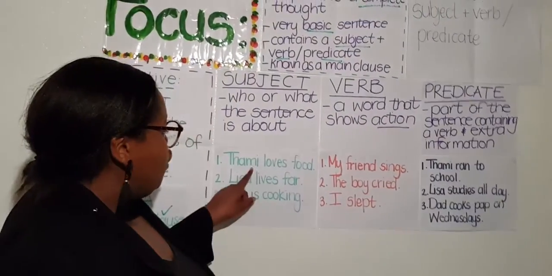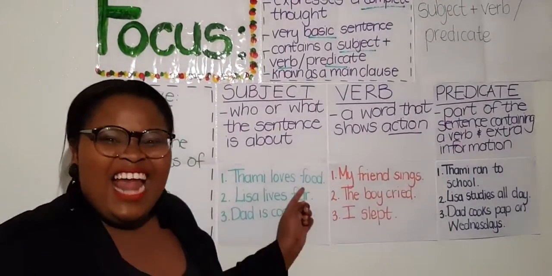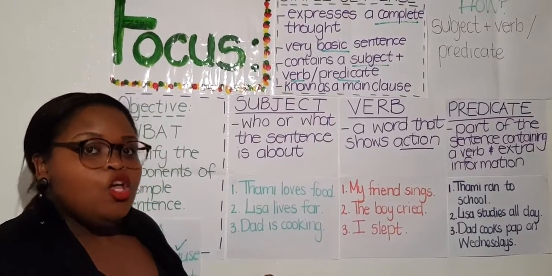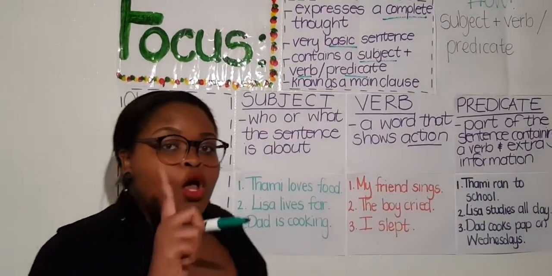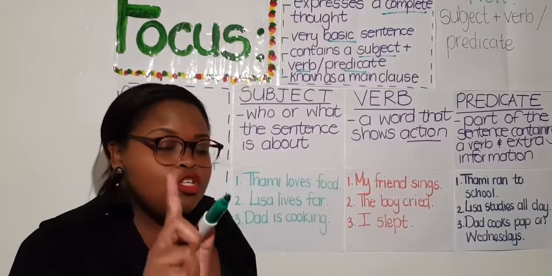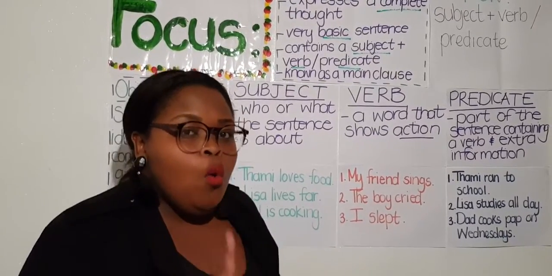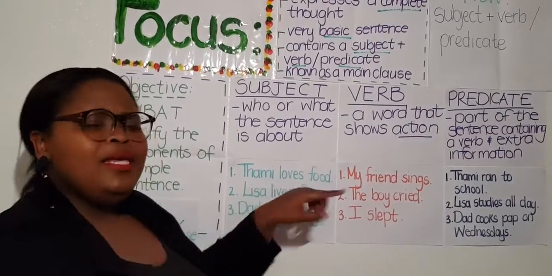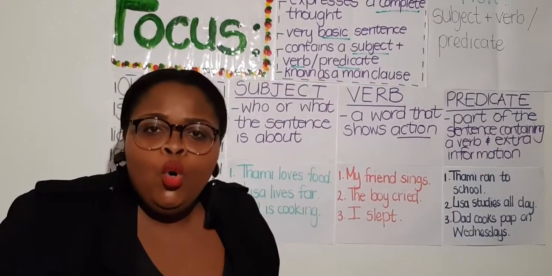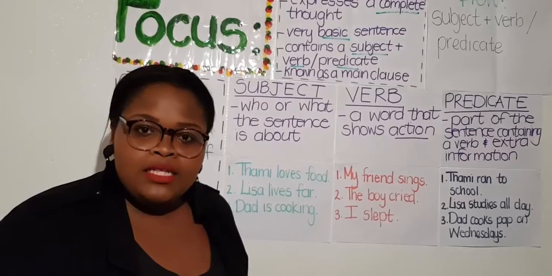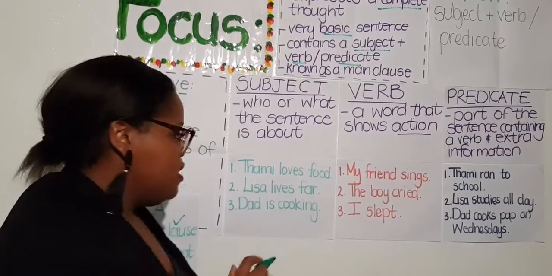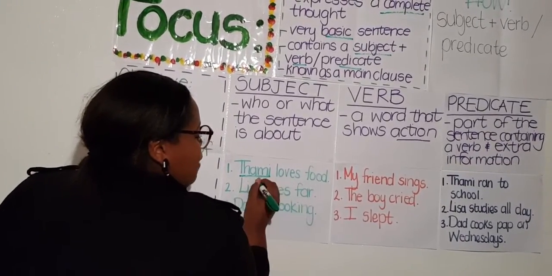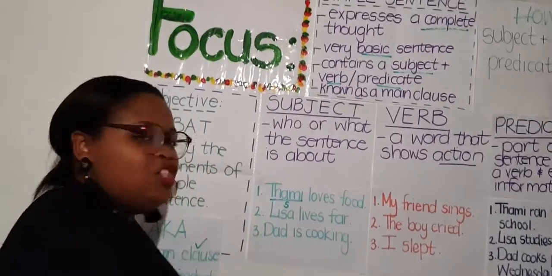Okay, we are going to read these sentences and identify all the subjects. So every time you want to find out the subject of a sentence, you need to ask yourself, who or what is the sentence about? Number 1, Tammy loves food. Who or what am I talking about in that sentence? Tammy. Okay? So Tammy is our subject.